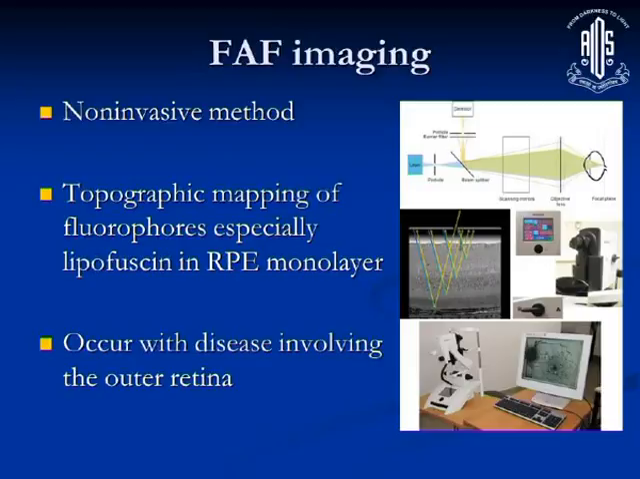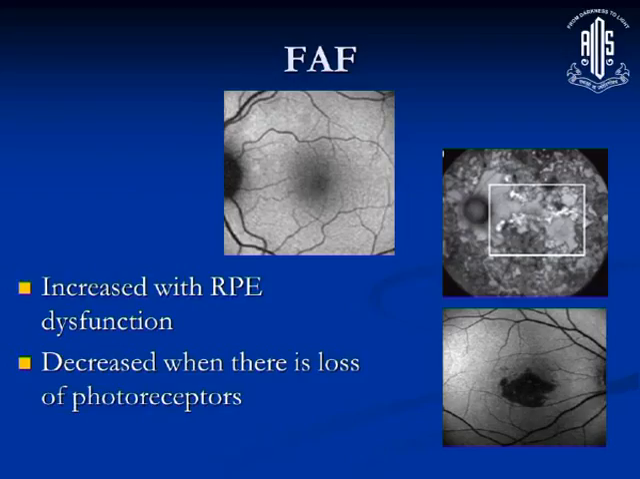It's a non-invasive method where there's topographical mapping of the fluorophores, especially lipofuscin, in the RPE monolayer, and it occurs with disease involving the outer retina. So this is a normal autofluorescence which increases with RPE dysfunction. So basically these are the increased autofluorescent areas, and it's decreased when there's loss of photoreceptors.